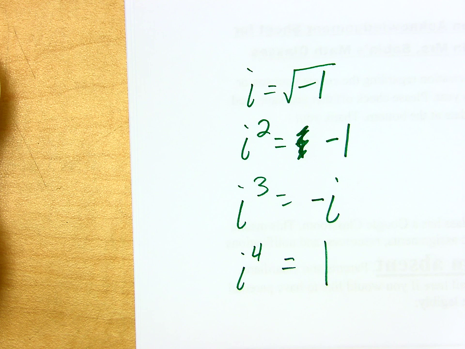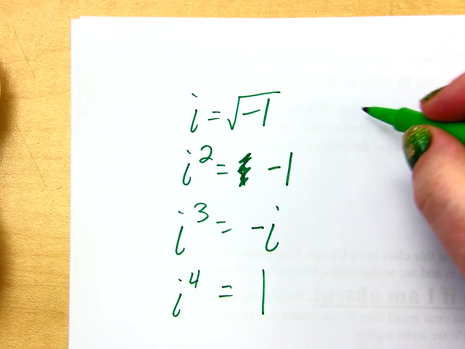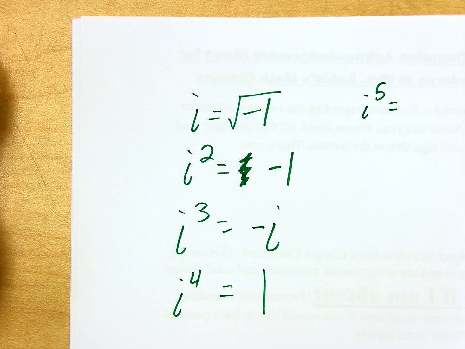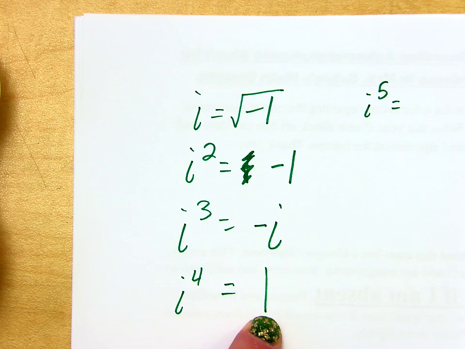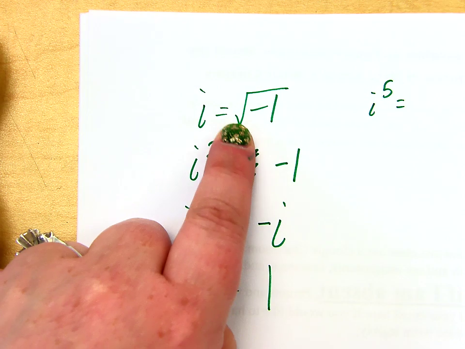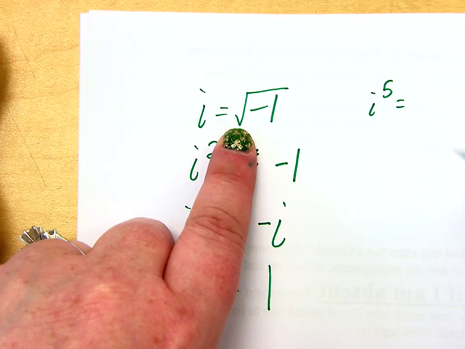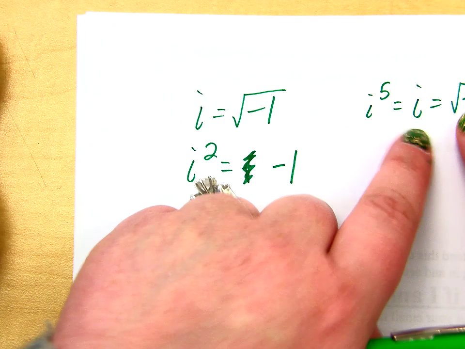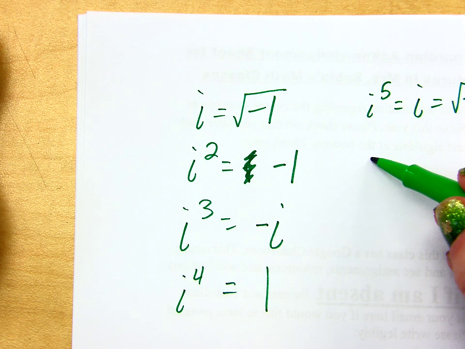So, what do you suppose i to the fifth would be? Positive i. You're close. So here's 4 of them multiplied together. If I multiply it by 1 more of them, don't I just get right back to i, or square root of negative 1? So they're interchangeable.